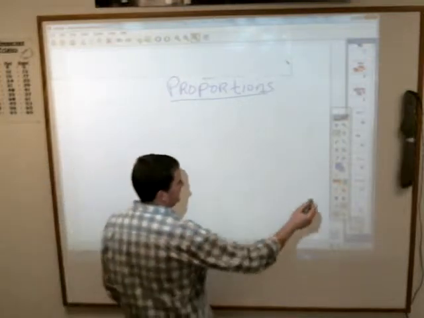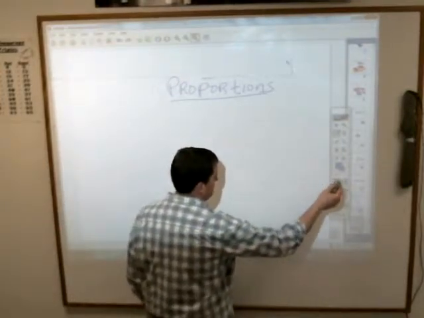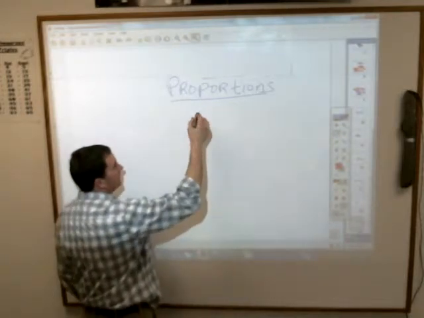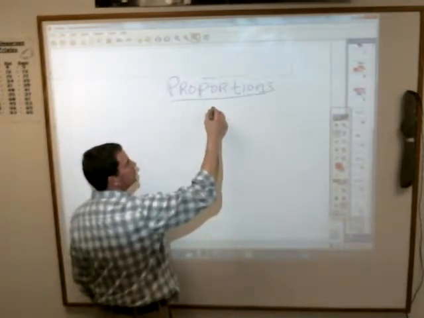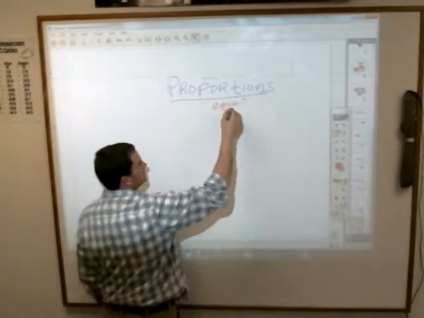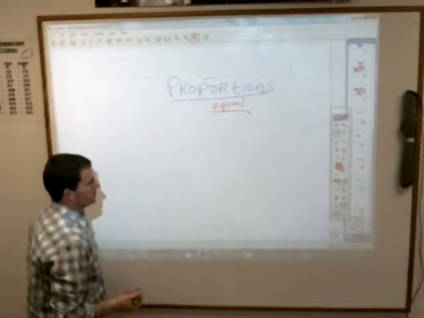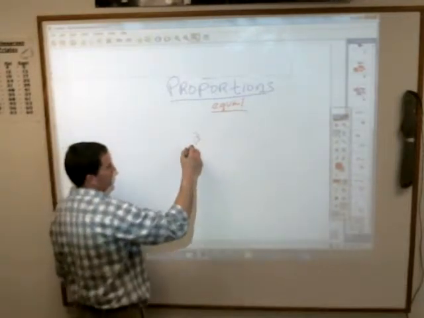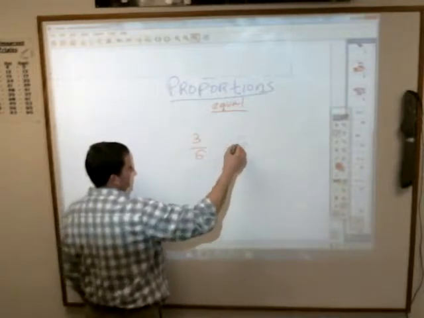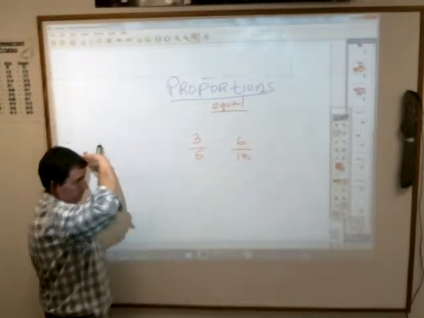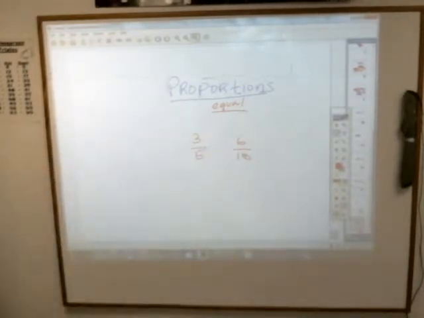Okay, today is kind of a small combination of some things we talked about before. Remember, proportional just means that they are equal. Proportions form equal fractions. For example, if you have 3/5 and 6/10, those are equal fractions, so they are proportional.